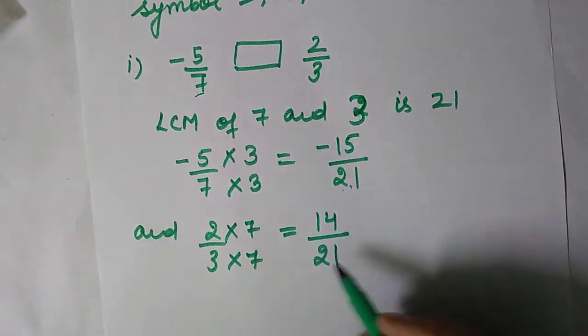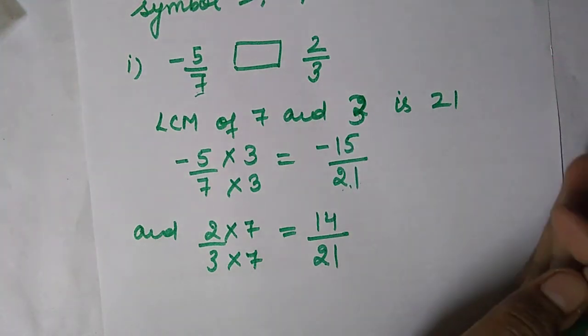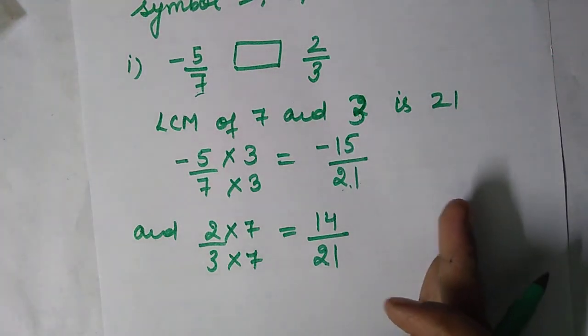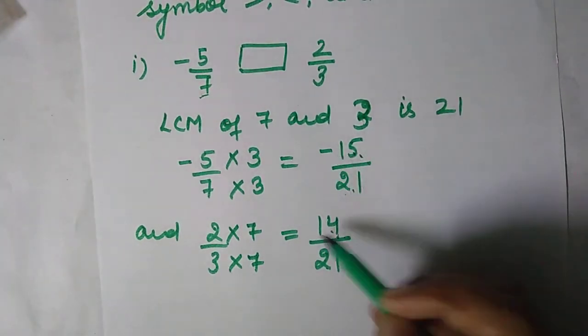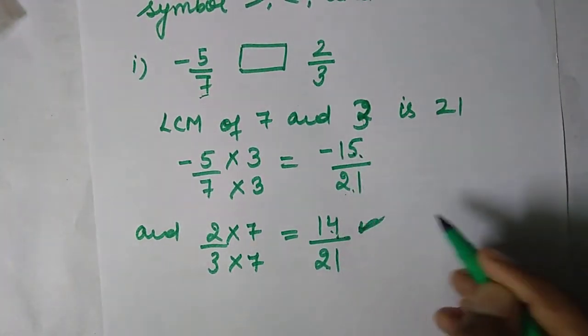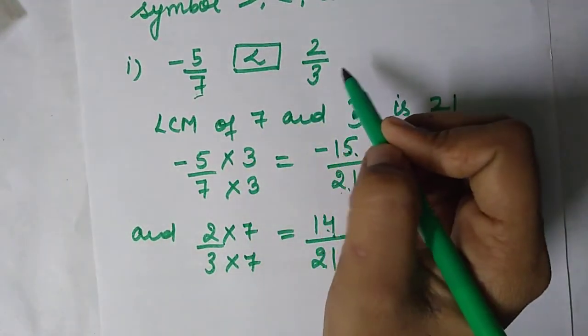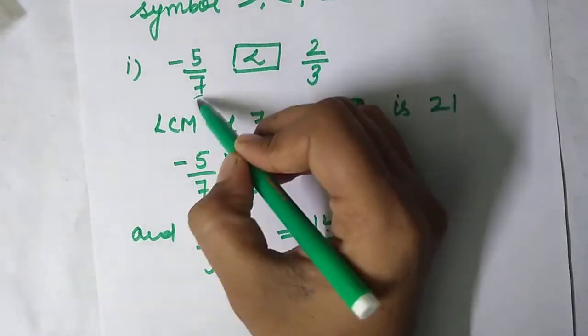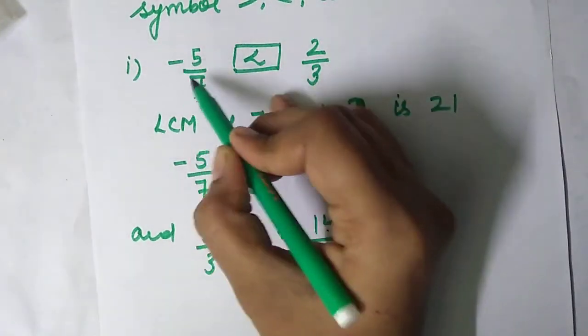Now as the denominators are the same, you can compare the numerators. The greater the numerator, the greater the number. So which one is greater, minus 15 or 14? 14 is greater, so you can say that 2 by 3 is greater. Or easily you can answer: this is a negative number and this is positive. Every positive number is greater than a negative.